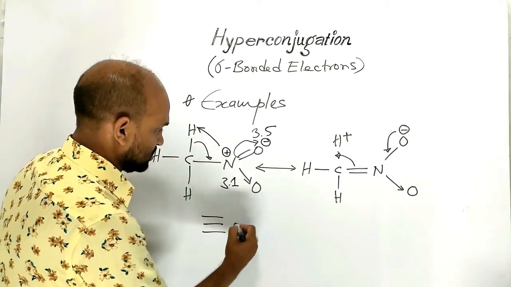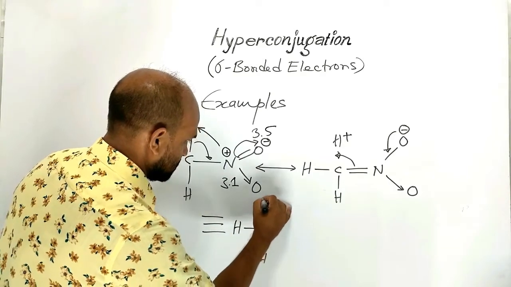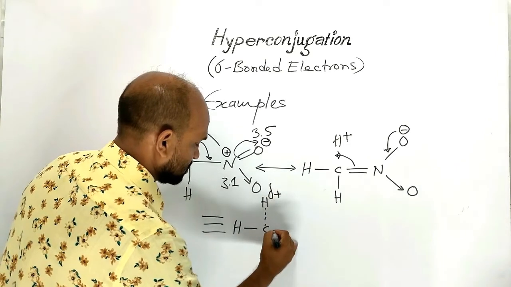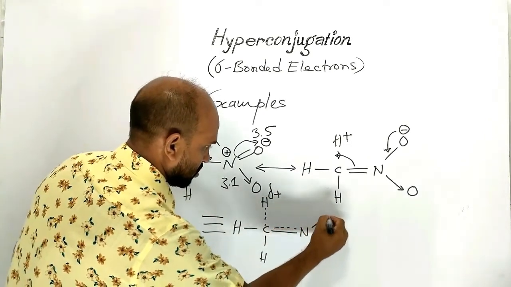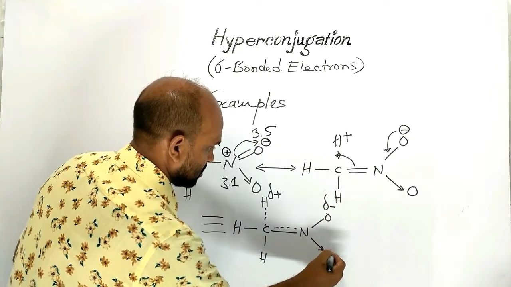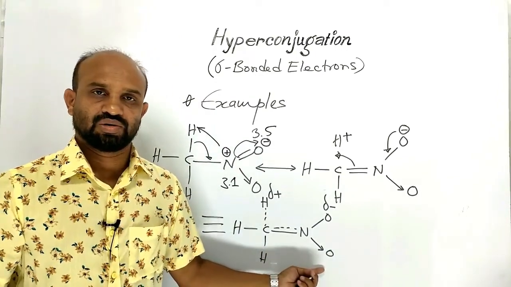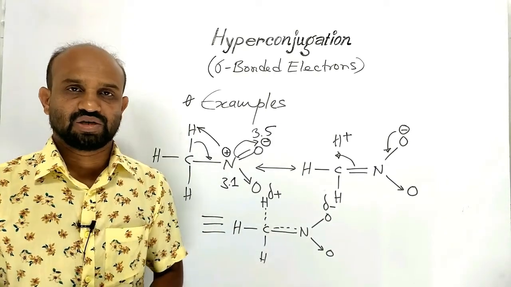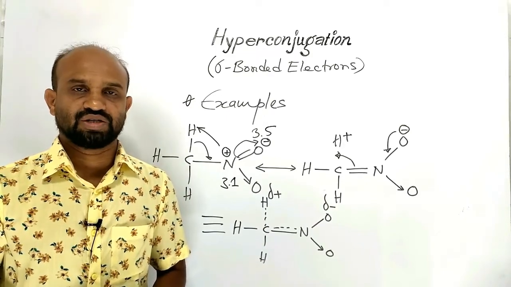The resonance hybrid is H, C, H, with hydrogen partially positively charged, the carbon-nitrogen bond, oxygen partially negatively charged, and the nitrogen-oxygen coordinate covalent bond. This is the resonance hybrid of nitromethane, which is formed due to the effect of hyperconjugation.